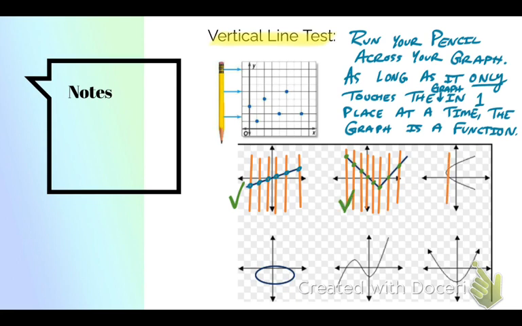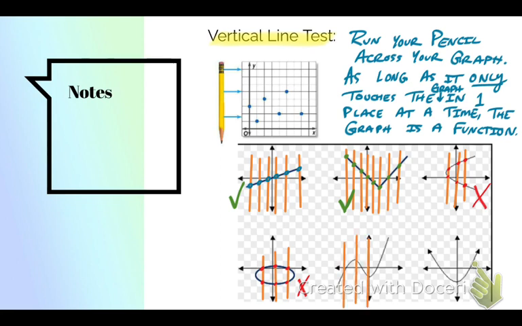Now, what you'll notice on this third one, this is not a function because our pencil, as we run it across our graph, is touching in more than one place at a time. So if I look at this line or this pencil, it's touching that graph in two different spots. So no, this one is not a function. Similar idea here on the fourth one. Our pencil, as we run it across this graph, a bunch of times is going to touch in more than one spot at the same time. So that is not a function.